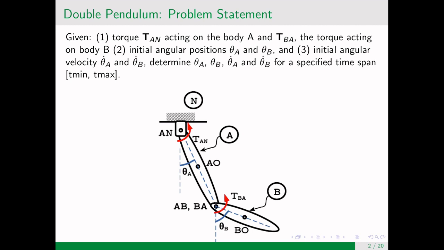Initial angular positions theta A, theta B are given, and theta A dot, theta B dot are also given. So we are required to find theta A, theta B, theta A dot, theta B dot for a specified time span, basically solve the equation of motion for a given time span. Okay.